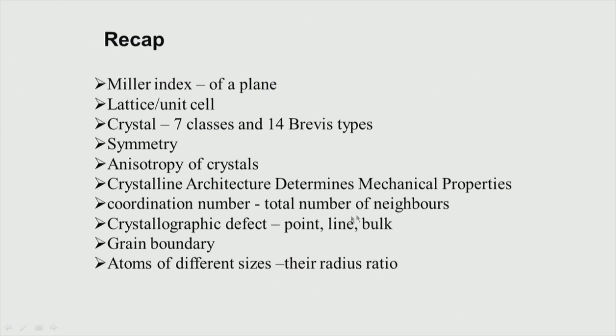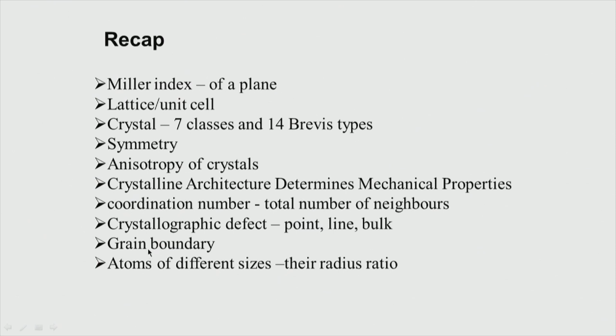Then we looked at something called a coordination number. That means total number of neighbors that each atom will have. So, what is the coordination number for BCC, what is the coordination number for FCC, what is the coordination number for HCP, and so on. And then defects, because when the crystal starts growing, it is not going to be completely perfect. There are going to be point defects, there could be line defects, there could be bulk defects, there could be impurities coming into it, and so on. So, we looked at defects because defects again is going to affect the physico-chemical properties of that particular crystal or the metal.